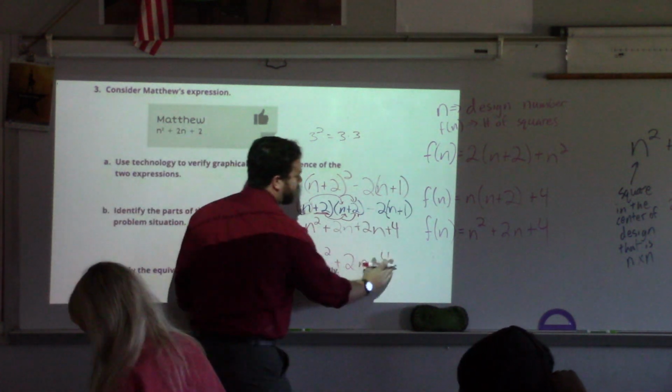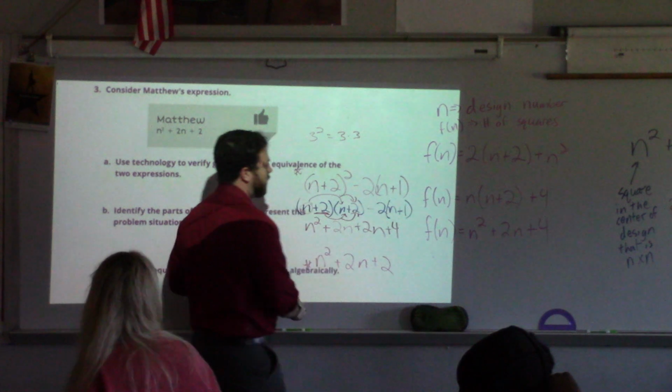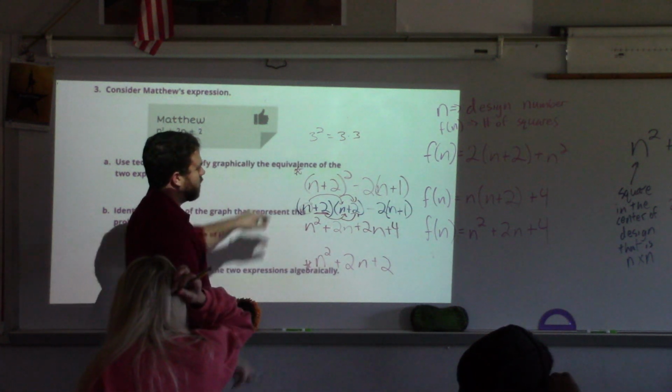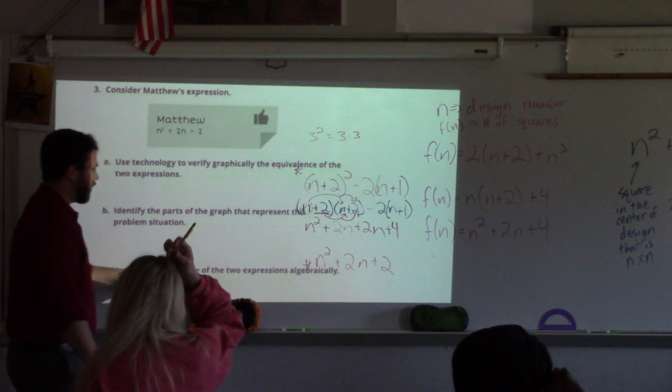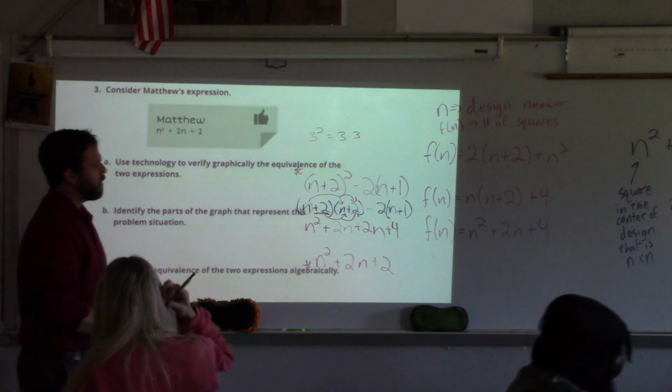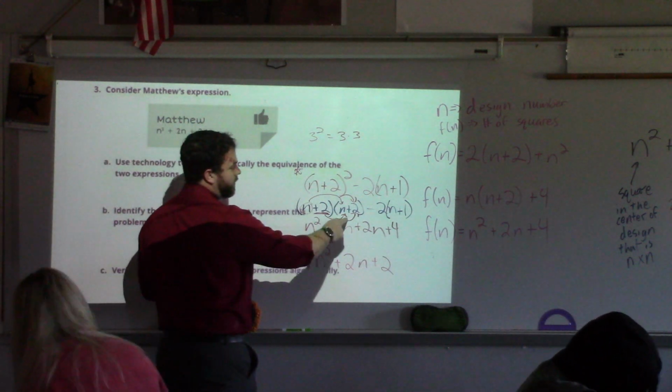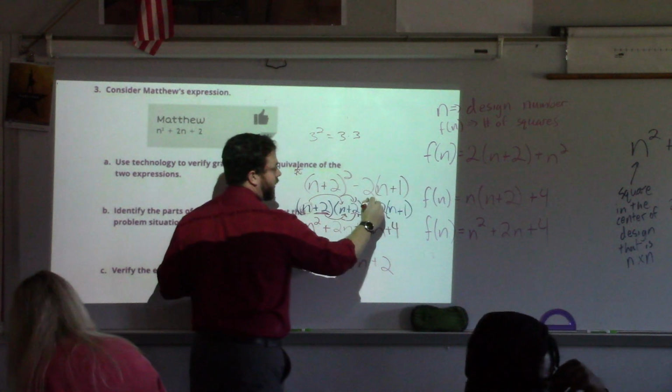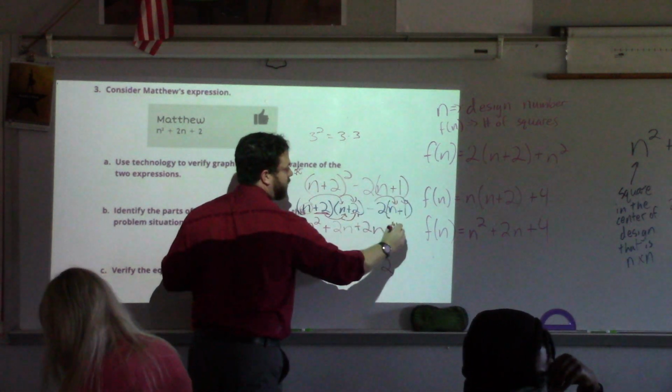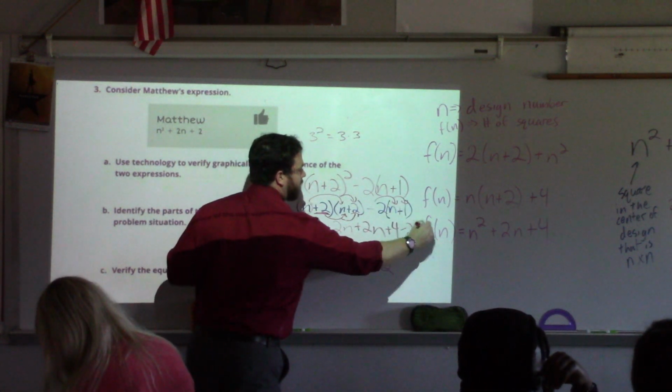Oh, and then Matthew's is not plus 4, it's plus 2. Wait, so are we on Maureen or Matthew's? Remember, what are we trying to do? We're trying to make sure they're equivalent, right? So just like I distributed n plus 2 times n plus 2, I'm also going to distribute over here. So minus 2n minus 2.